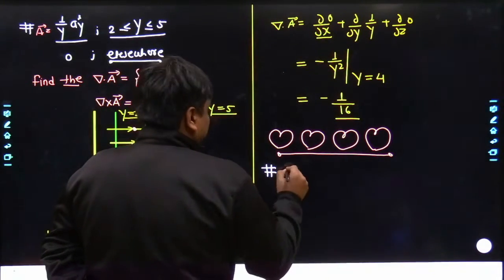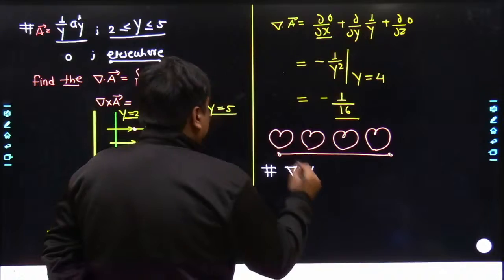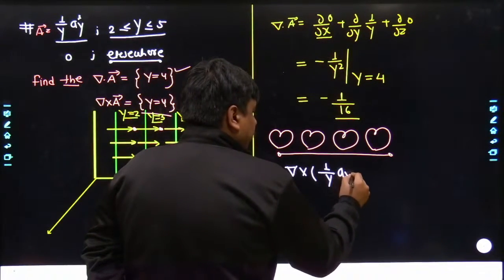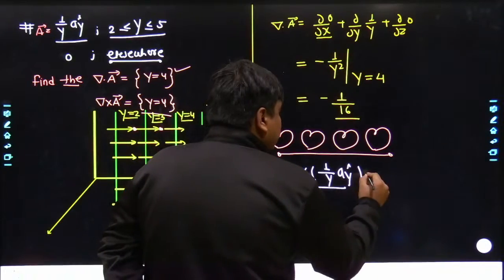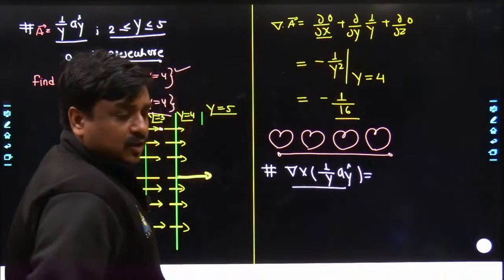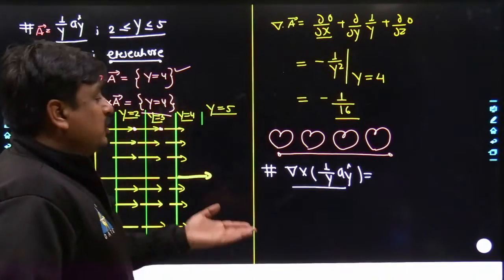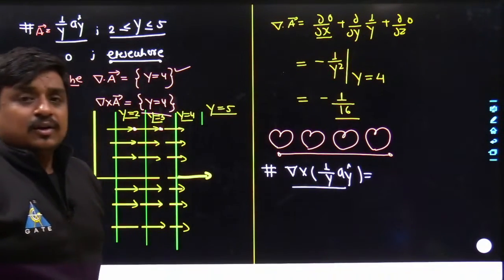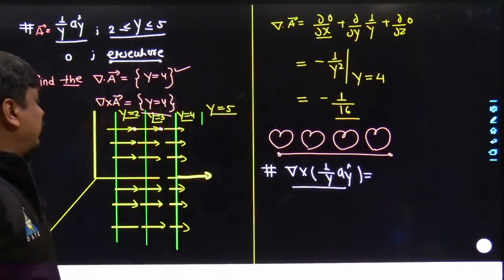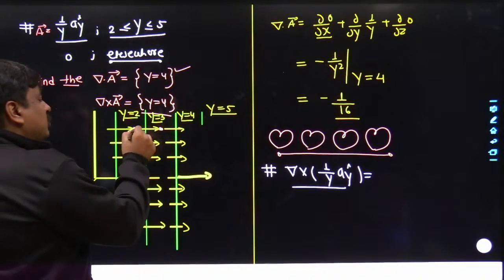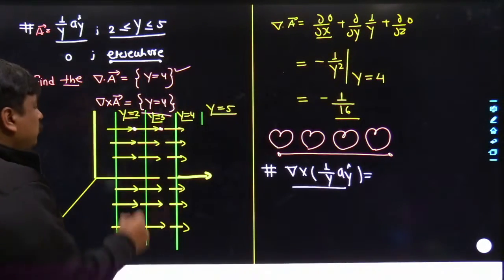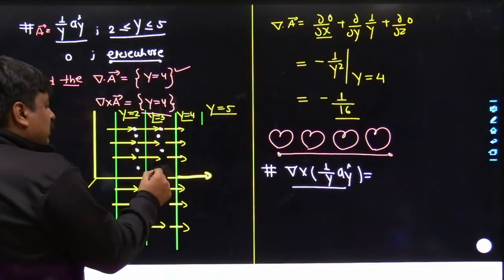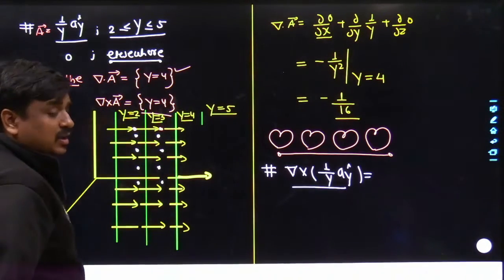Why don't we start with the curl also? If I take the curl of this vector field, which is 1 upon y, a_y cap, I would like to get the answer from each one of you. What do you expect? Does the value have to be a null vector or a non-null vector? Obviously, it has to be a null vector. Even you yourself, once you come to this point, would not experience any rotational force. That means there would not be any curl at all.